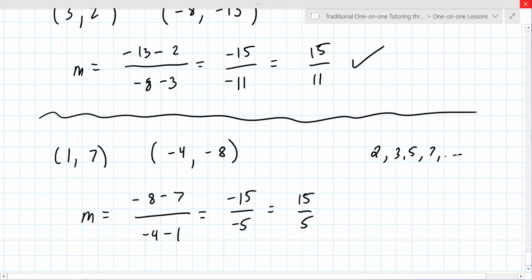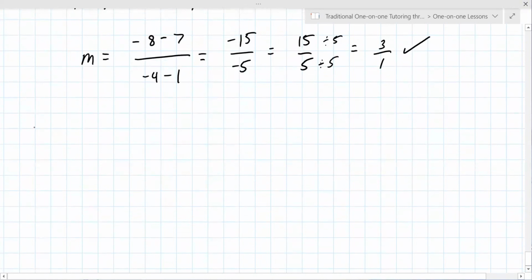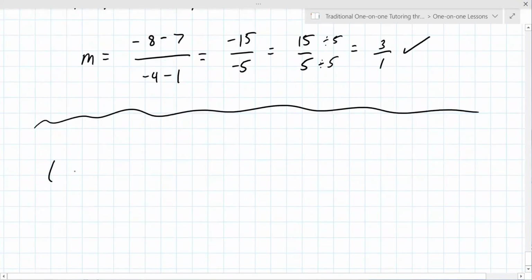Are they divisible by 3? Both of them. Is 15 divisible by 3? Can you divide 15 by 3? Yes. But 5, no. Can you divide them by 5? Yes. So that becomes 3 over 1. Okay. Let's try one more like that.